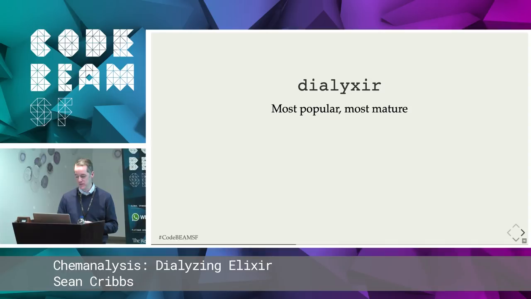Okay, so Dialyxir is probably the most popular, most mature integration between Dialyzer and Mix. If you search for Dialyzer on HexPM, you'll probably find this one at the top. As a result, a lot of the rough edges of the library are already worn off, so you can feel safe using it in basically any project that is in Elixir. It also has a pretty flexible and sophisticated set of options for building PLTs, so if you want control over that, it's a pretty good choice.